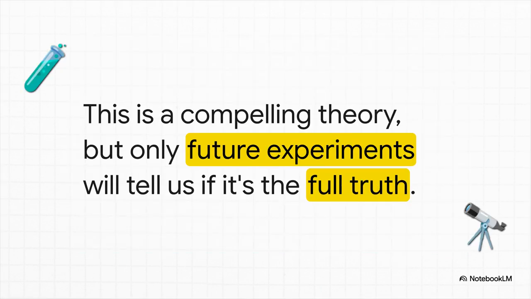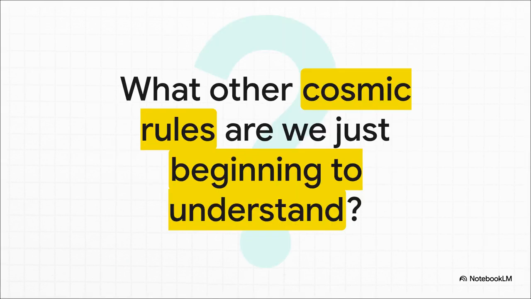Now, of course, we've got to remember this is still a theory. It's a really elegant picture, it's compelling, but like any big idea in science, it's got to face the music. It has to be tested. And it's only going to be future experiments pushing the limits of physics at the highest energies that will tell us if this idea actually holds water. And that really leaves us with something to chew on, doesn't it? This whole mystery of the three generations is a perfect reminder that there are these incredibly deep, fundamental rules to our reality that we're only just beginning to get a handle on. It just makes you wonder, what other huge cosmic rules are out there, hiding in plain sight, just waiting for us to find the right question to ask?